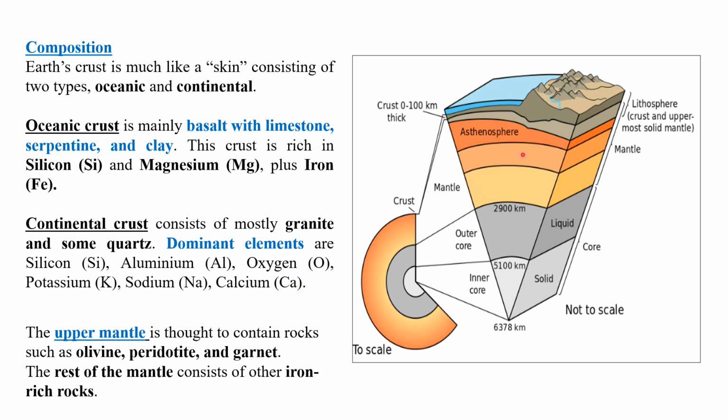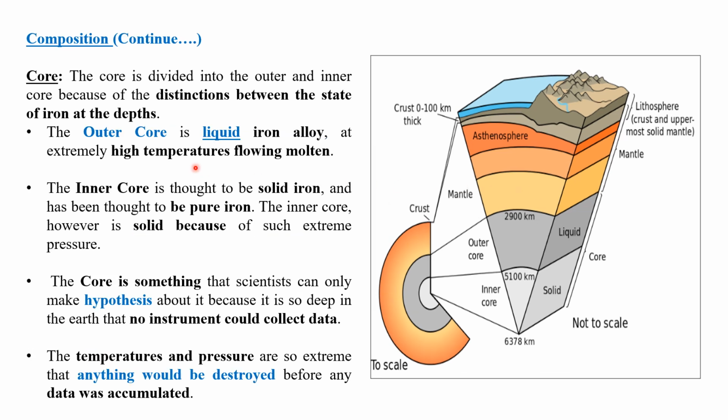The upper mantle below the asthenosphere is thought to contain rock such as olivine, peridotite, and garnet. The rest of the mantle consists of other iron-rich rocks. We can see the composition of the core. The core is divided into the outer and inner core because of the distinction between the state of iron at the depths. Depending upon the iron content, it has been divided into the outer and inner core.